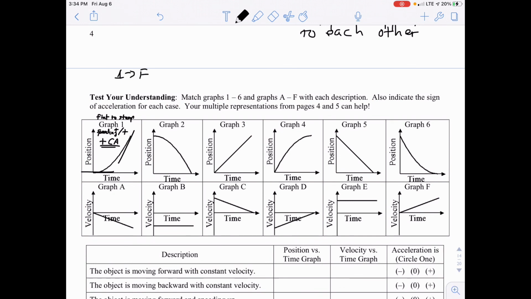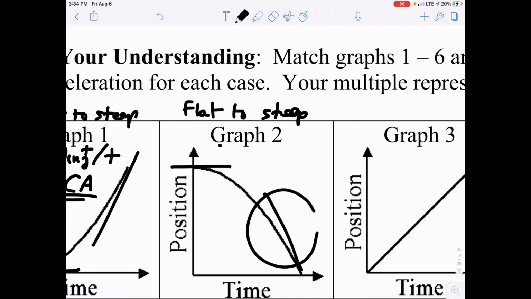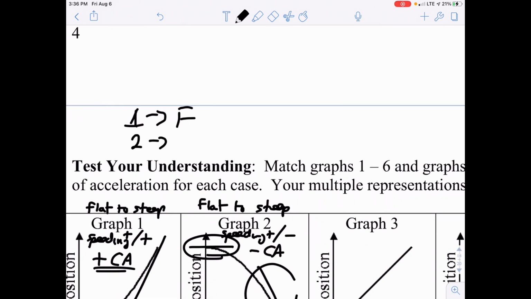Graph 2. You are going from, again, a flat slope to a steep slope. So you're still going from flat to steep, which means you are speeding up. We're increasing our speed, but you're doing so with negative slopes. So you're speeding up, but in the negative direction. This is negative constant acceleration. So which one is showing you you're starting from rest, but speeding up in a negative direction? That would be graph A. So number 2 is going to go with A.